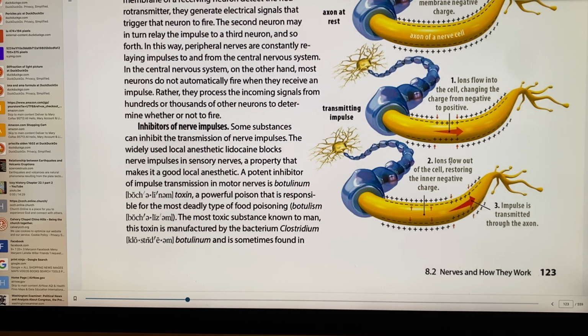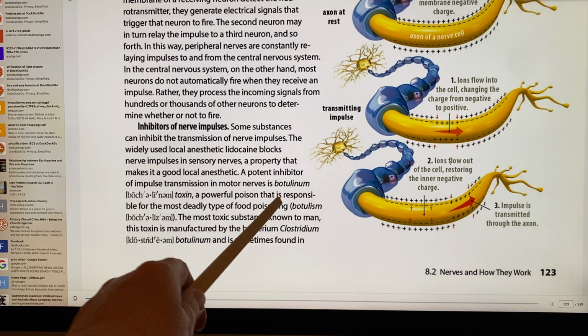So one of the inhibitors is lidocaine. I was going to say Novocaine. Novocaine does too, but lidocaine is what they use in anesthesia. So it blocks nerve impulses. Like if they put lidocaine in a certain area, you will not feel anything. You will not feel pain at all because it will block that pain there. So the lidocaine will block those sensory nerves to make it an anesthetic, right?